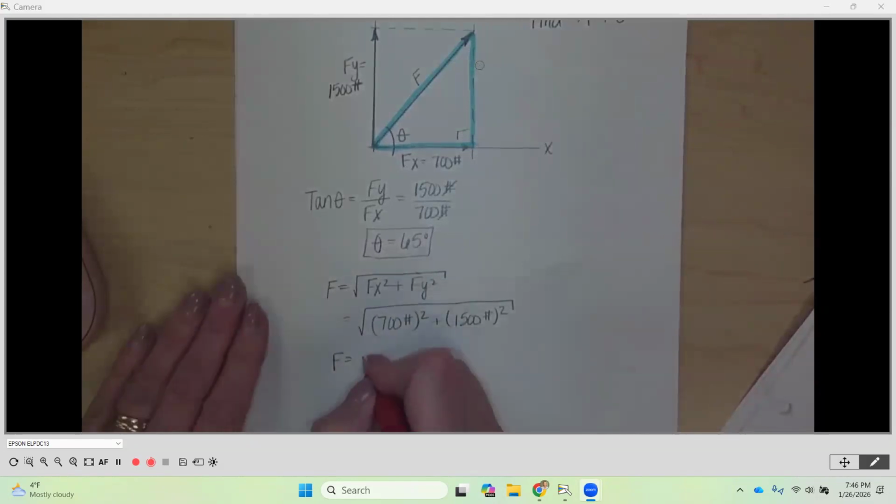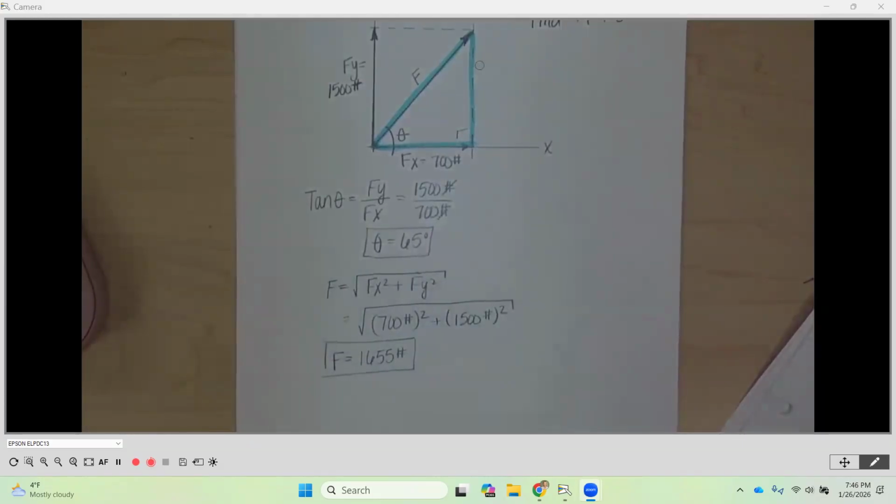You get 1,655 pounds. Now, again, you'll notice that on your calculator, you're getting 1655.2945 and so on. This is about 1,600 pounds, right? The 0.5, 0.2, 0.3 is kind of insignificant, so going to the whole number is a good thing to do.